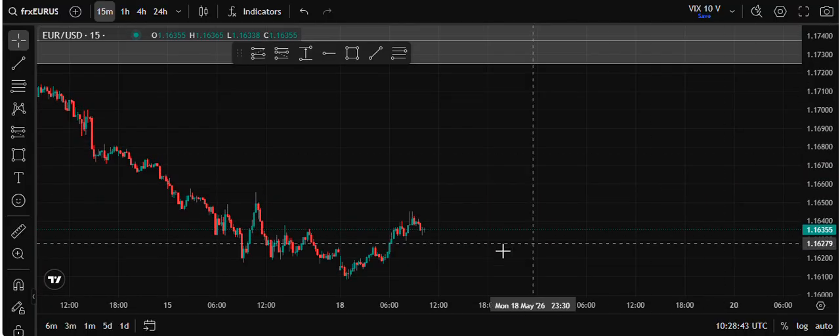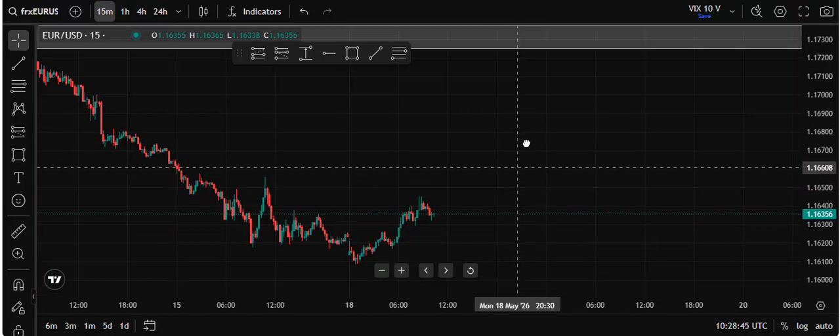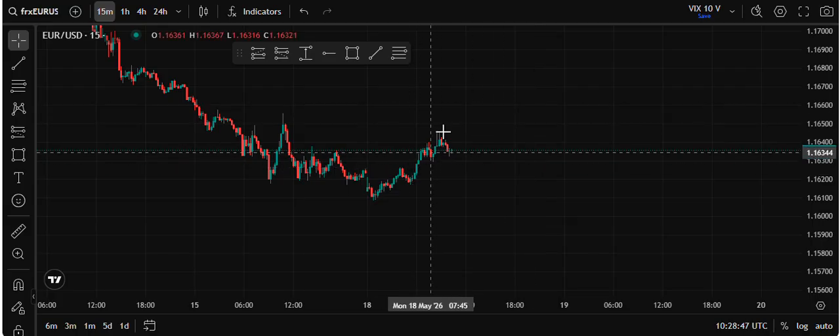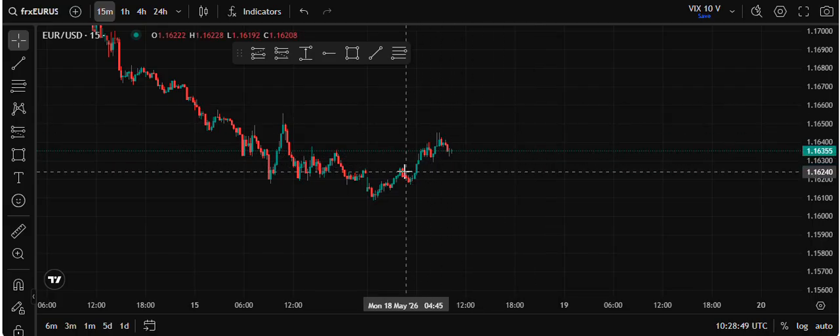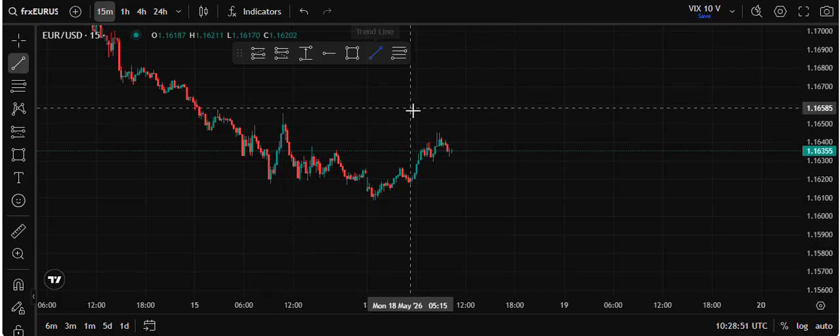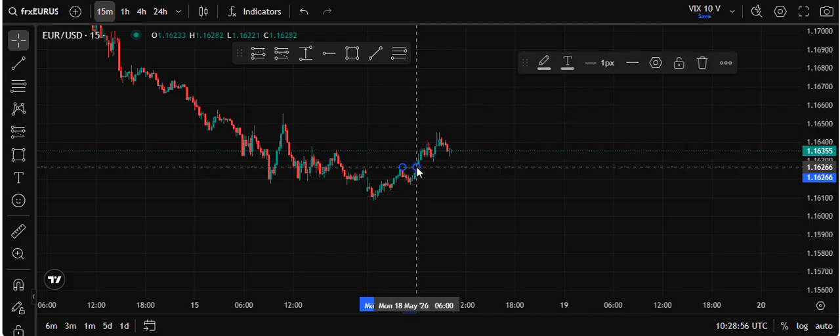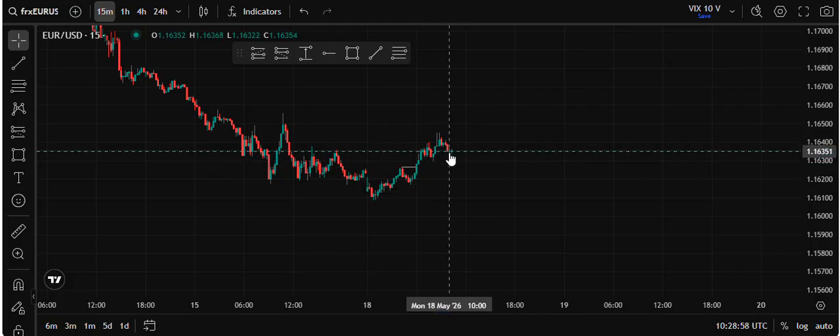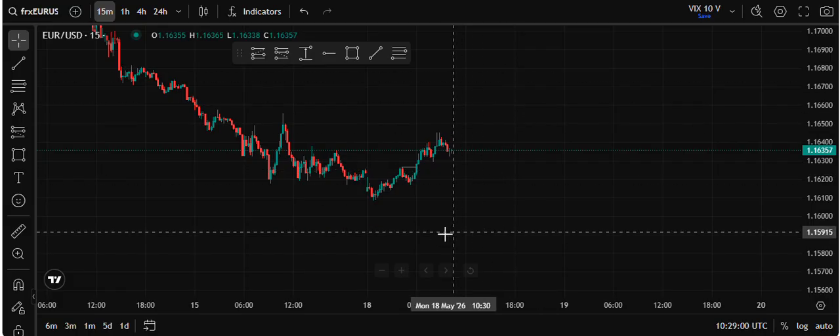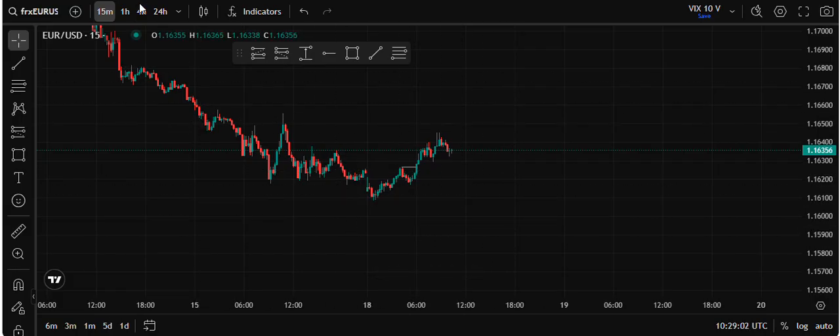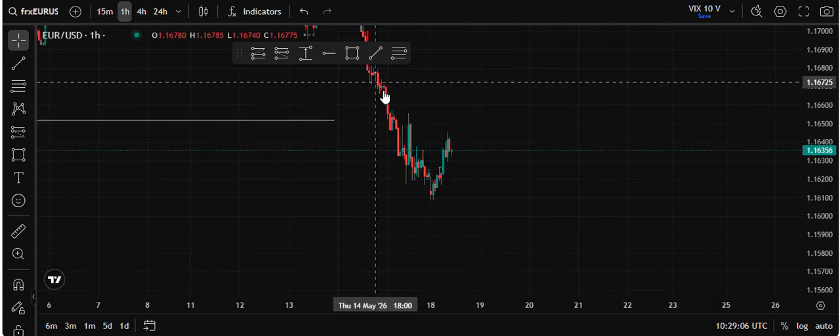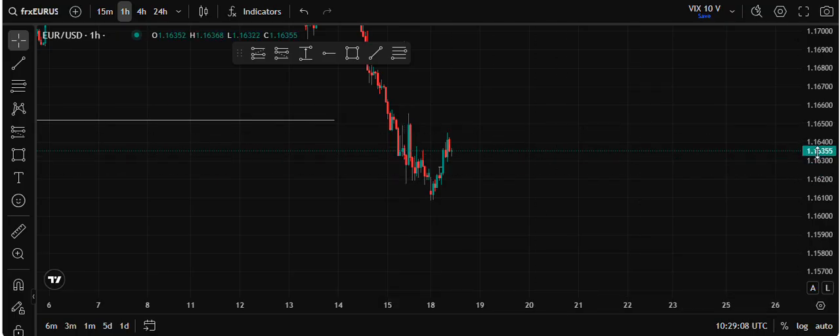If you are someone that knows what you're looking for, maybe you know how to use the charts and all that, you might be able to get something. I'm seeing something around here. So there's a possibility of it getting up to here and maybe going up, but I can't do that. So I'll just go back to the 1 hour time frame.